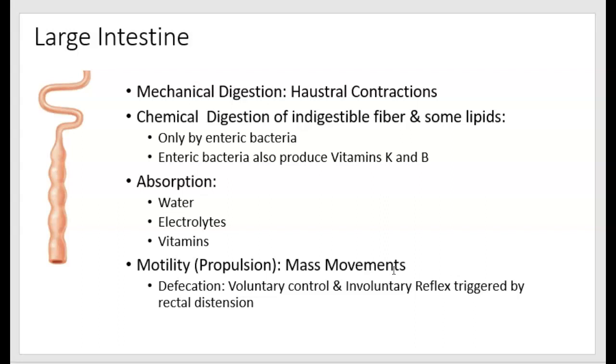To move the feces along the length of the large intestine, there is a type of motility or propulsion called mass movements. And those mass movements are able to move the contents of the large intestine a pretty good distance, centimeters, versus the haustral contractions, which only move it to the neighboring segment or haustra. And to eliminate those feces, a mass movement sends feces to the rectum.